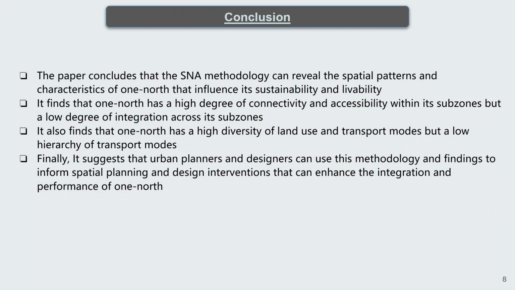In conclusion, the paper concludes that the SNA methodology can reveal the spatial patterns and characteristics of One North that influence its sustainability and livability. It also finds that One North has a high degree of connectivity and accessibility within its subzones, but a low degree of integration across its subzones. It also finds that One North has a high diversity of land use and transport modes, but a low hierarchy of transport modes. Finally, it suggests that urban planners and designers can use this methodology and findings to inform spatial planning and design interventions that can enhance the integration and performance of One North.